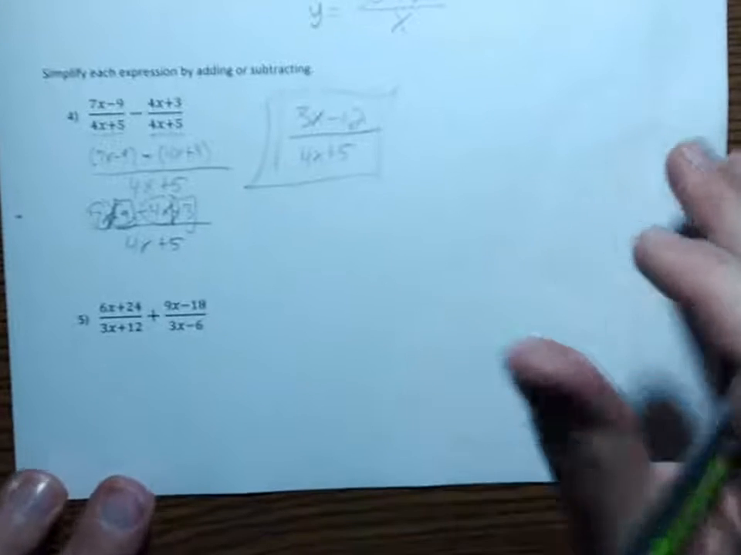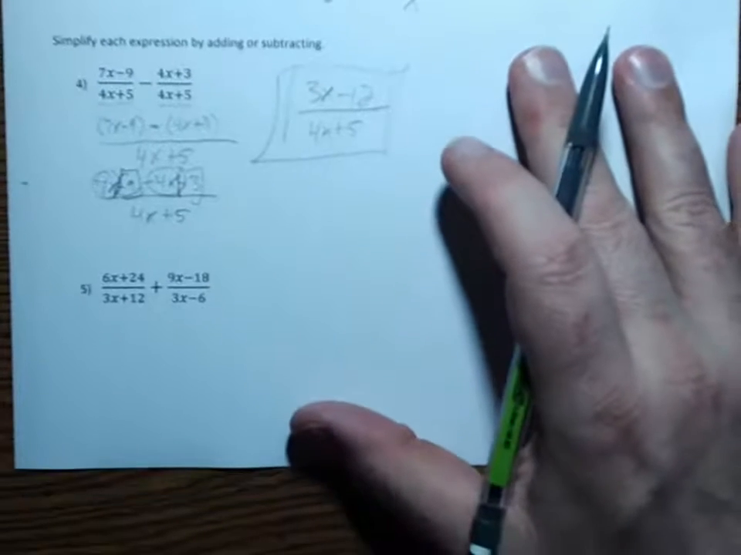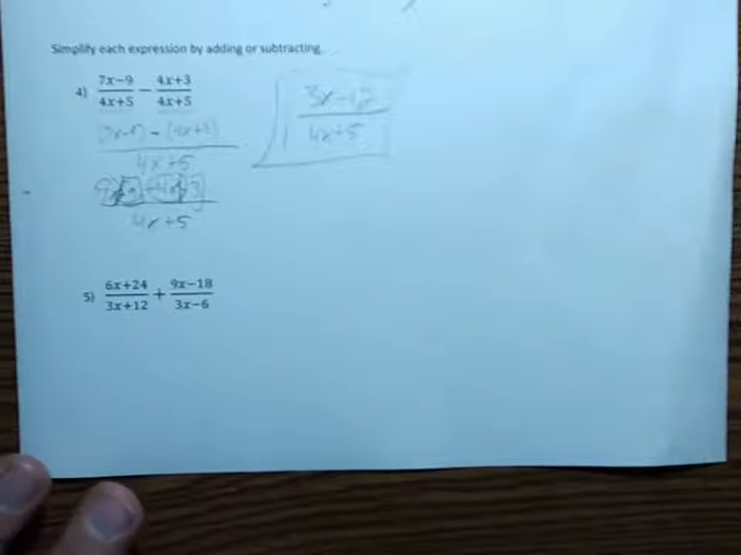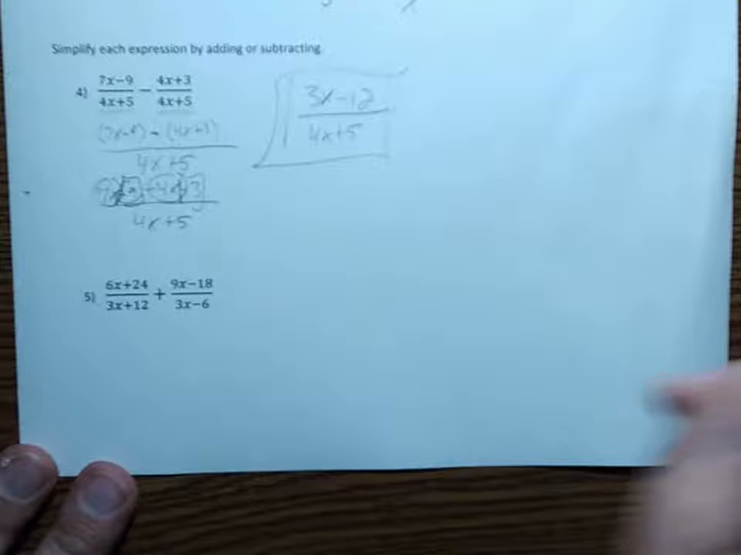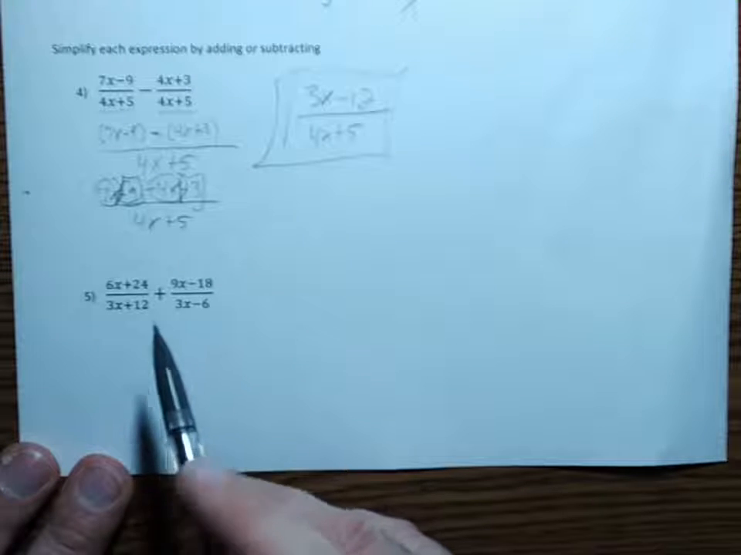Let's take a look at number 5. Once again, we need a common denominator. This time, we don't have one. That's kind of a problem. So the rule is if you don't have a common denominator and you have more than one term in the denominator, factor it first and see what happens.